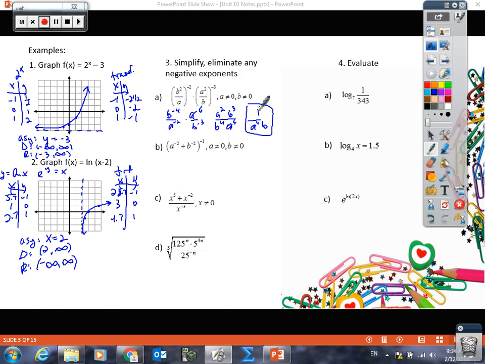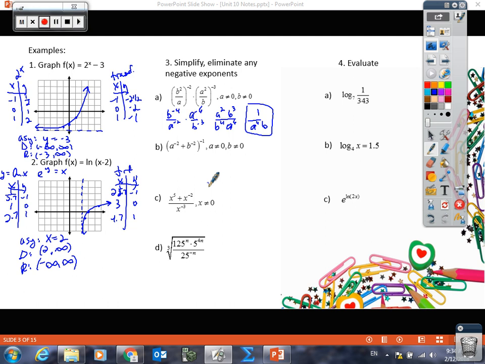Number B. I don't like parentheses. I would want to get rid of them first, but I can't. I am stopped from doing that. Why? Because of the addition sign. I cannot distribute this negative 1 throughout here. That is a huge no-no. Cannot do. Okay? So, I can't do my first priority.